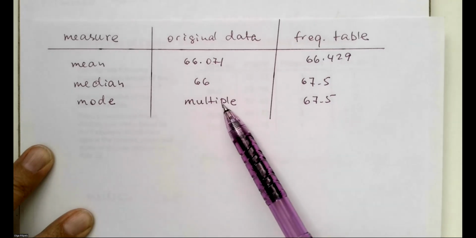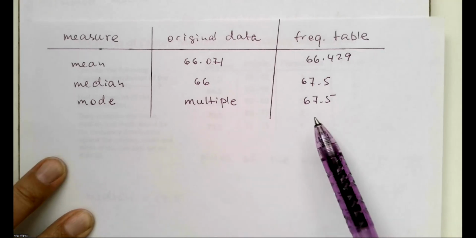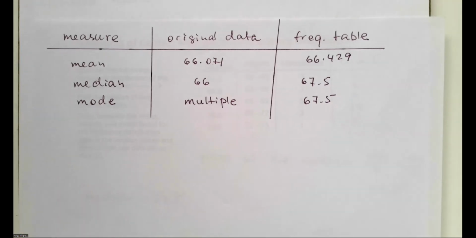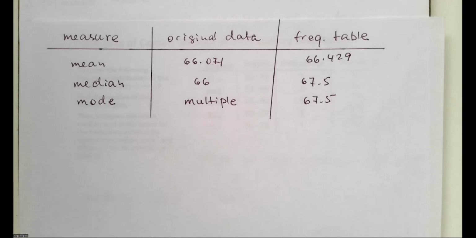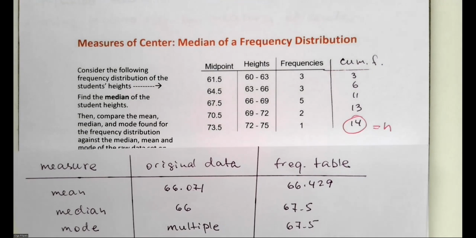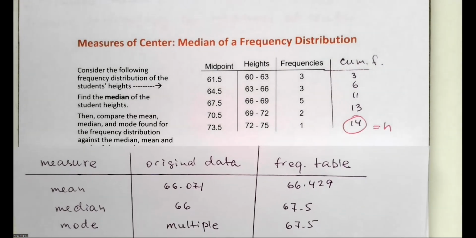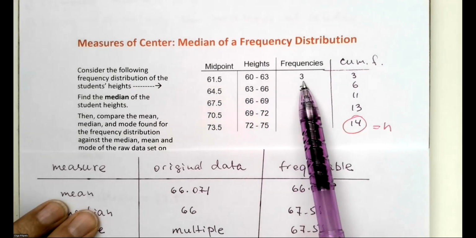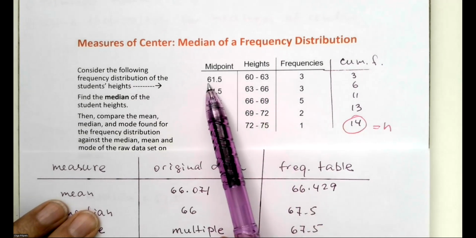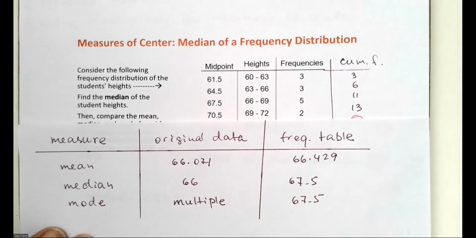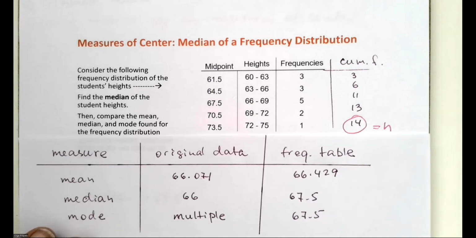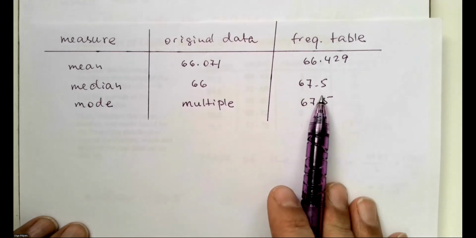The mode, in the original data, there are multiple modes, and for the frequency table, we had the mode of 67.5. As you can see, these values are close, but they're still off. Let's discuss why. When your data is organized in a table, it's an approximation, just like we discussed before. For example, we know we have 3 values in this class, but we don't know what they are. We pretend that they're all 61.5, even though they were not originally. So when we find the average and use the midpoints instead of the original data values, essentially we are approximating. Same thing about the median.